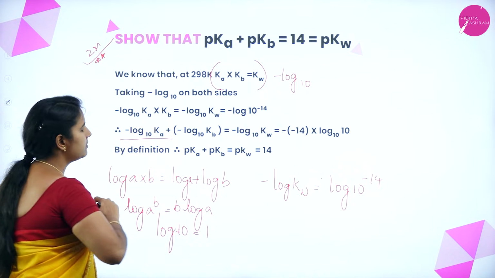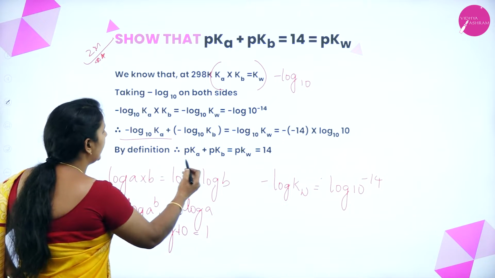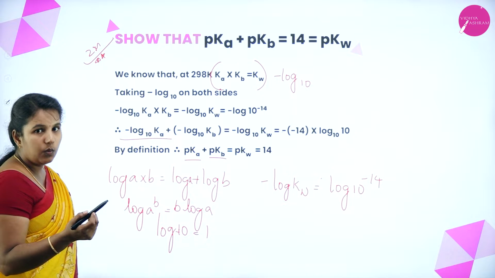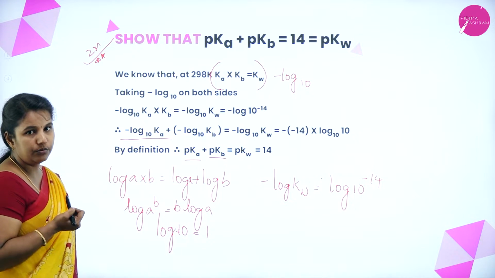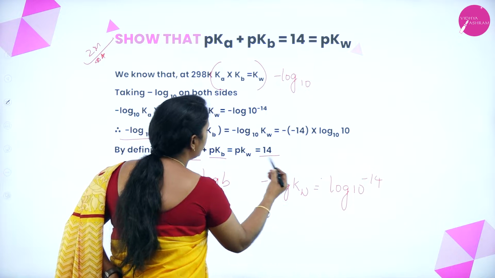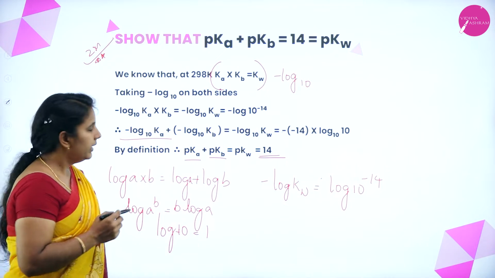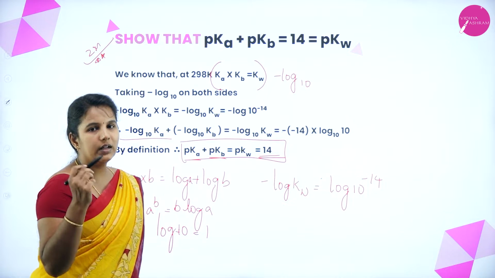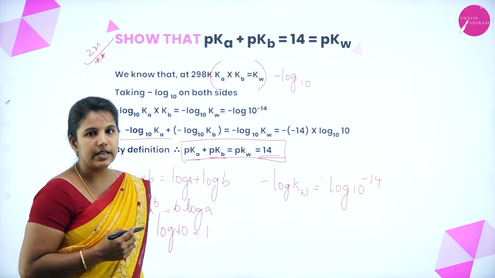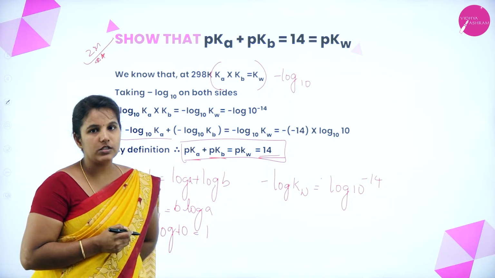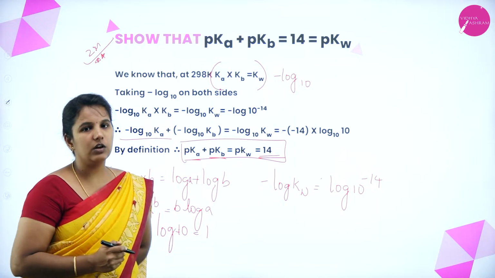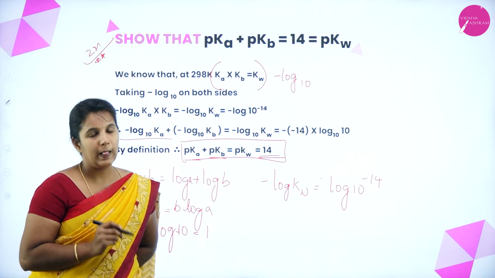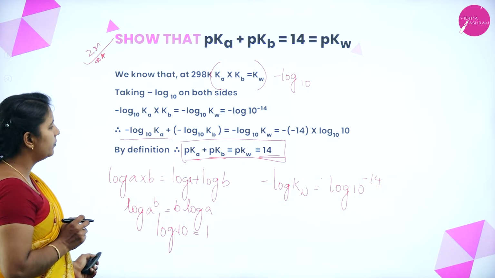The negative log of Ka is nothing but pKa, and negative log of Kb is nothing but pKb, and this is equal to pKw. Okay, so which is equal to how much? Which is equal to 14. This is how we can derive an equation relating the dissociation constant of a weak acid and the dissociation constant of a weak base, whose product is equal to the ionic product of water, and it is equal to 14. So I hope you have understood this derivation.